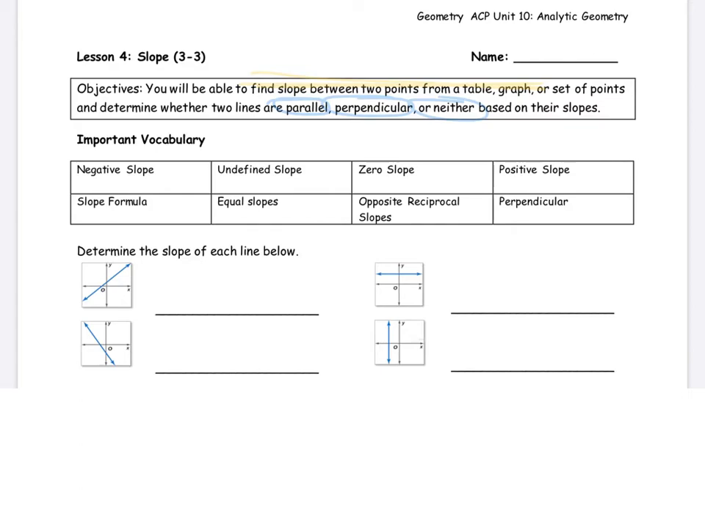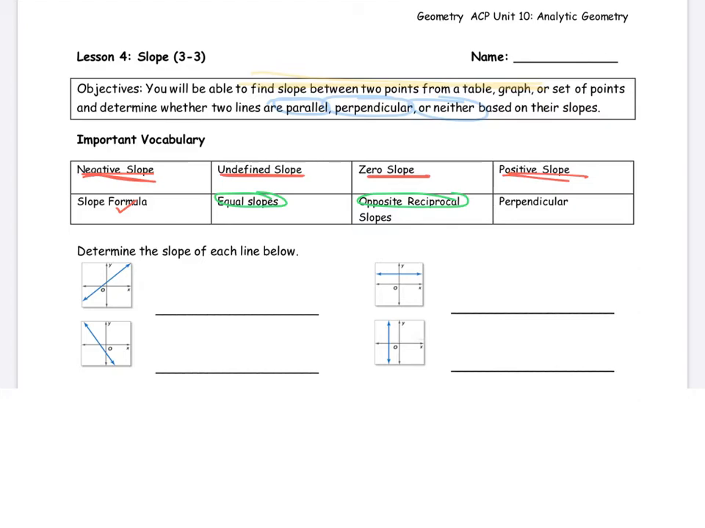So our first objective, our quick review of slope, starts with reminding us what it looks like when a line has negative slope, positive slope, undefined slope, and zero slope. We will review the slope formula, and then we will talk about, in our second objective, what makes lines parallel, what makes lines perpendicular, and we'll talk about equal and opposite reciprocal slopes to compare those 2 types of lines.